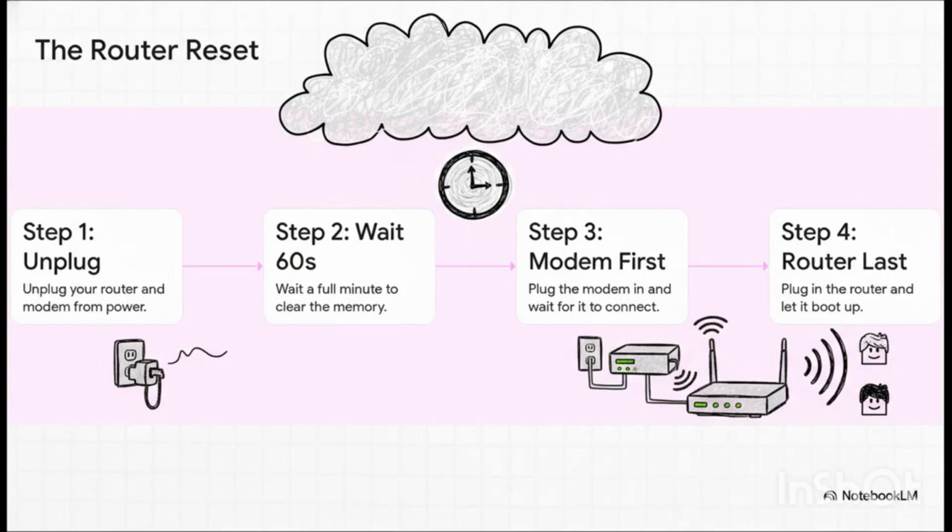Now, if Roblox says everything's good on their end, it's time for the classic fix. But the details here really matter. Unplug both your router and your modem. And don't just wait a few seconds, wait a full 60 seconds. Let them completely clear their memory. Then plug the modem in first, wait for its lights to go solid, and only then plug the router back in. This proper power cycle fixes so many weird glitches.